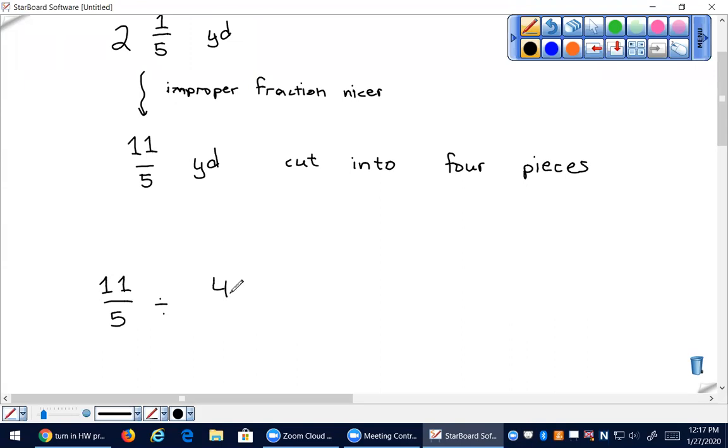Okay, how do I take a fraction and divide it by a whole number? You just have to turn the whole number into a fraction. Yeah, so it's 4 over 1. And then you have to flip it and turn it into 11/5 times 1/4. No canceling, so 11/20. We're in yards.